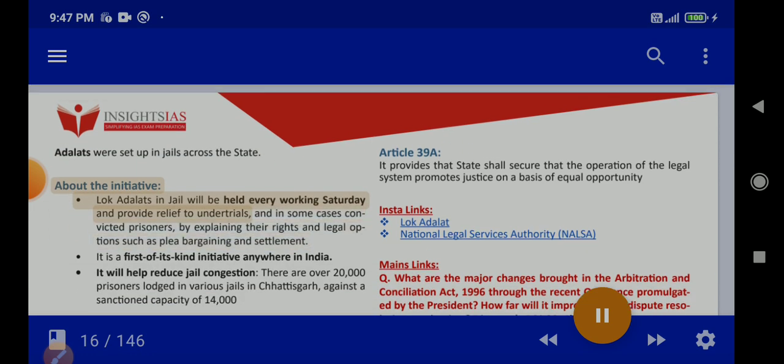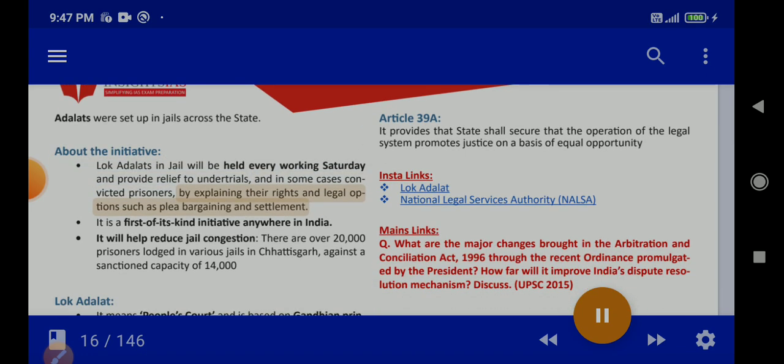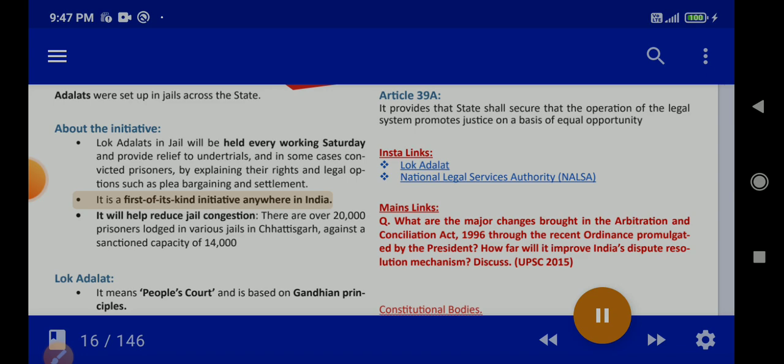About the initiative: Lok Adalats in jail will be held every working Saturday and provide relief to undertrials, and in some cases convicted prisoners, by explaining their rights and legal options such as plea bargaining and settlement. It is a first of its kind initiative anywhere in India.